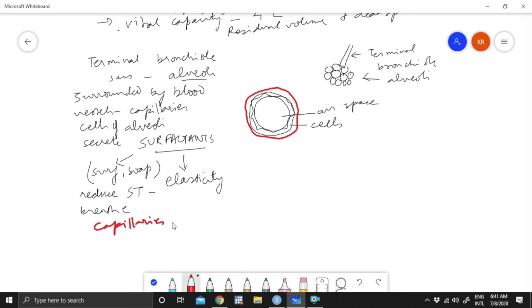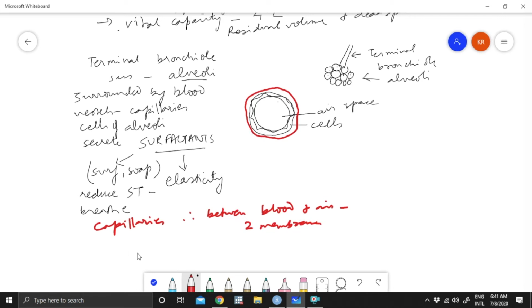So between the blood and the air, therefore, there are only two membranes, one of the alveolus and one of the capillary, and because of this, exchange of gases becomes very easy.